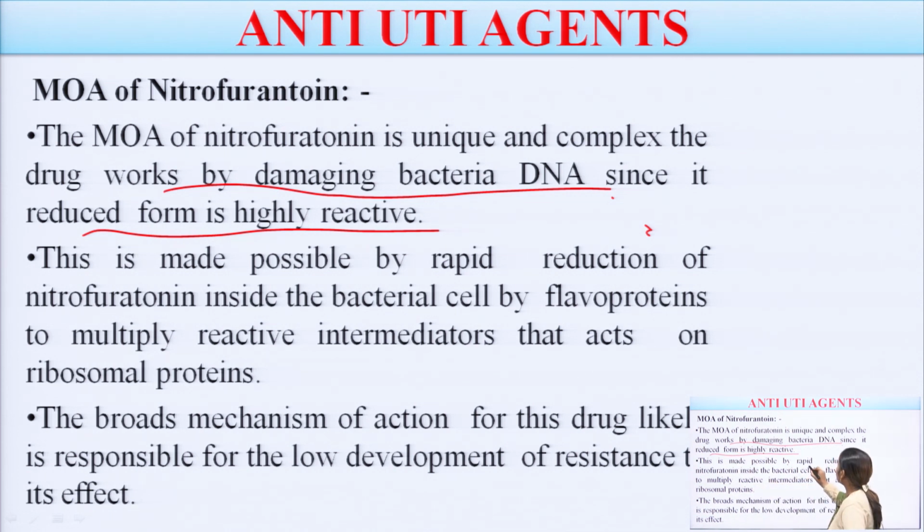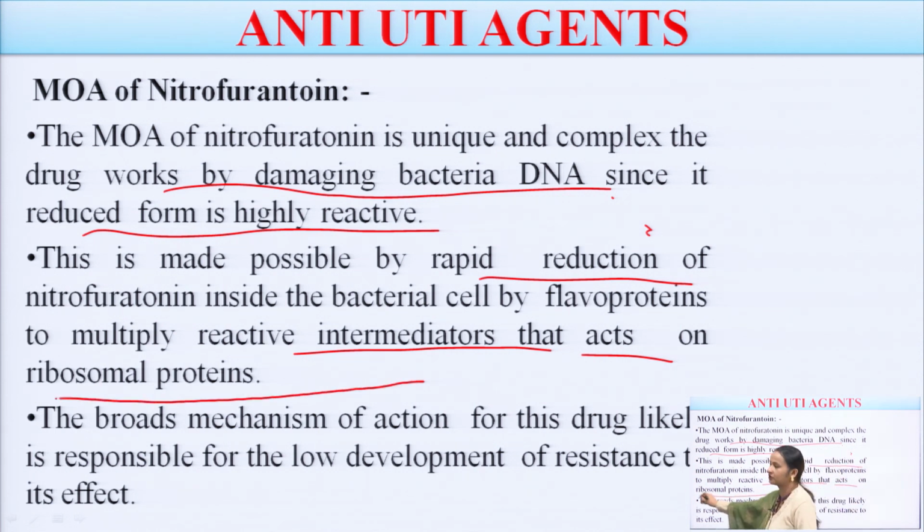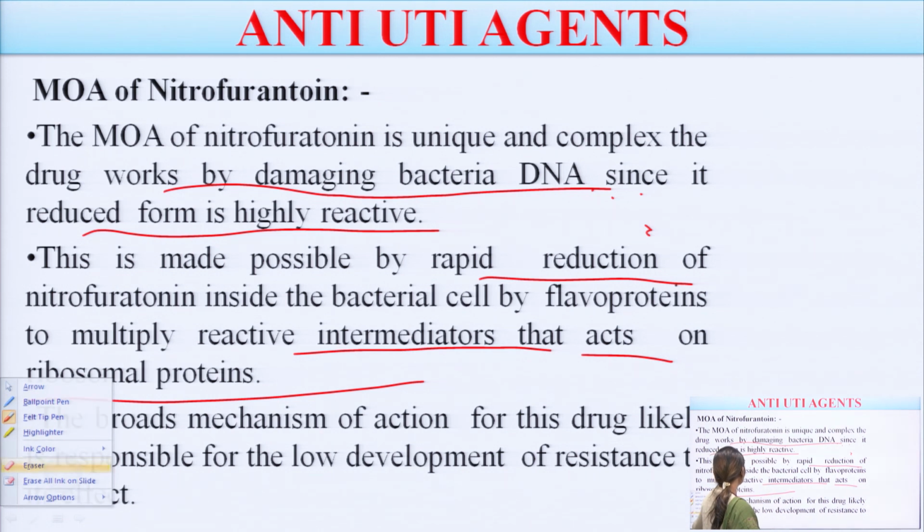This is made possible by rapid reduction of nitrofurantoin inside the bacterial cell by flavoproteins, which form reactive intermediates that act on ribosomal protein. If you take this nitrofurantoin, it is reduced with the help of flavoproteins present in the bacterial cell to different intermediates which act on ribosomal protein, and by acting on ribosomal protein, they damage the bacterial DNA. The broad mechanism of this drug is likely responsible for the low development of resistance.